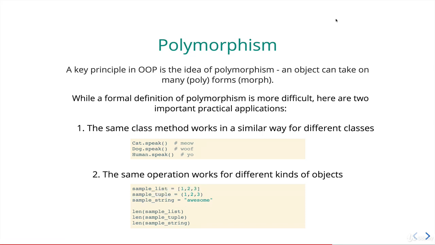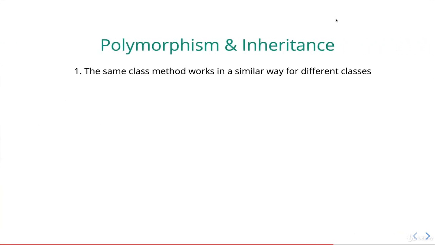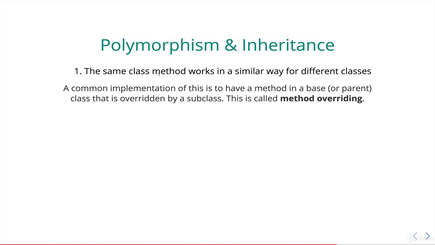So let's begin by looking at the first example, polymorphism and inheritance, where we have a method that works in the same way for different classes. And I should point out, it does say class method here. This is not to say classmethod, the decorator, compared to an instance method. I just mean a method in a class, which maybe I'll edit this slide. It's a bit confusing now.